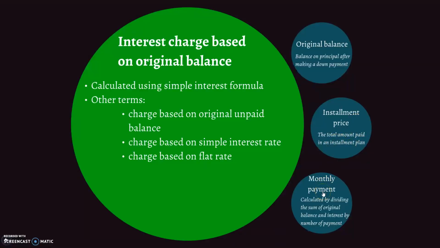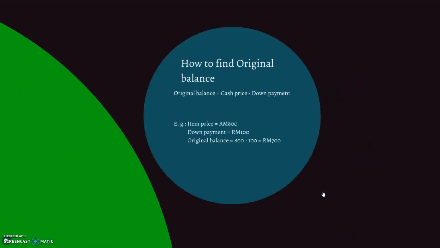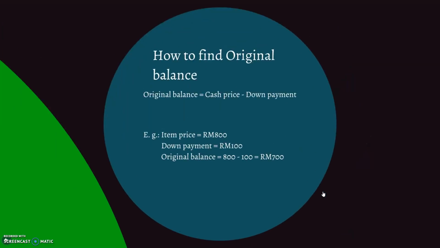Monthly payment is basically how much you need to pay monthly, or it can even be weekly. It depends on the agreement. So this is how to find the original balance: cash price minus down payment. Is there any down payment? If, let's say, you don't have any down payment, as I said, 0, then the original balance will be equal to the cash price.